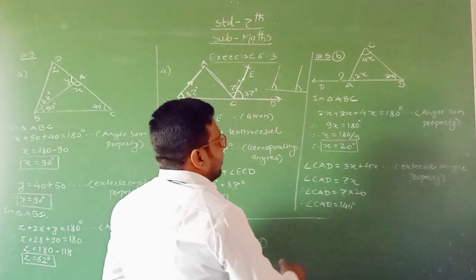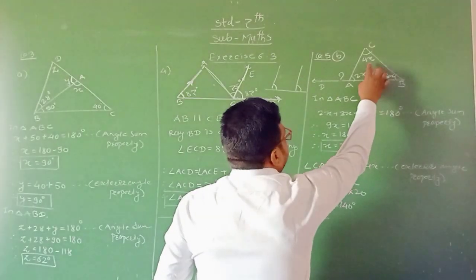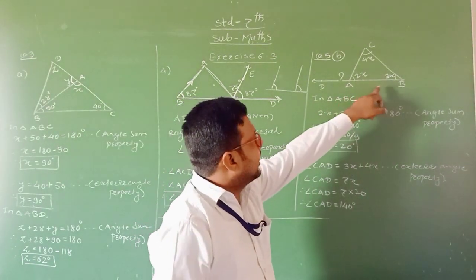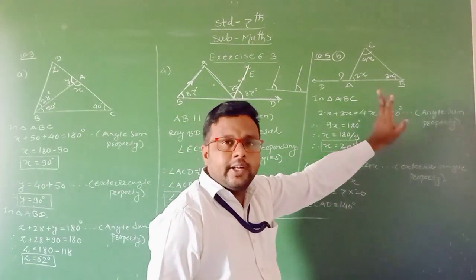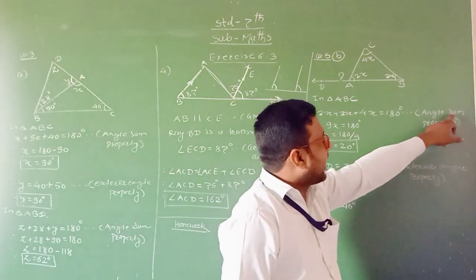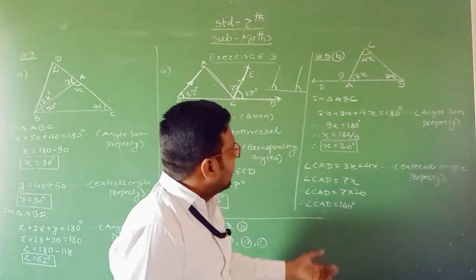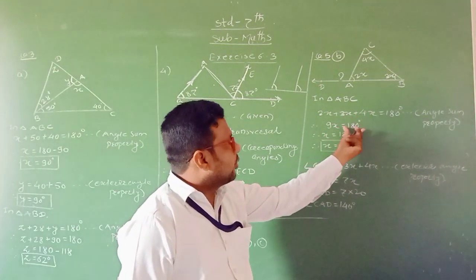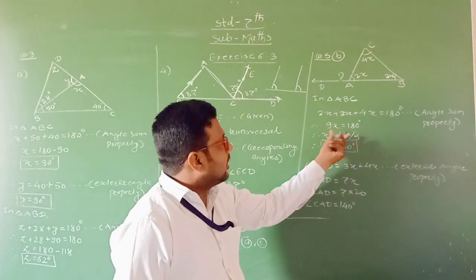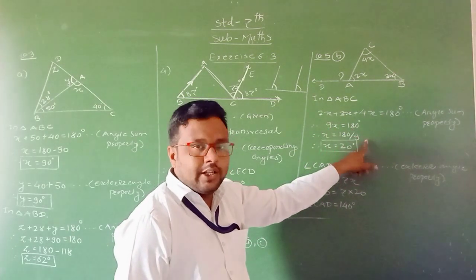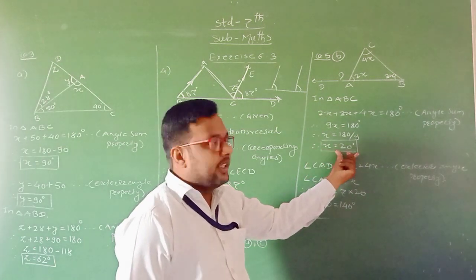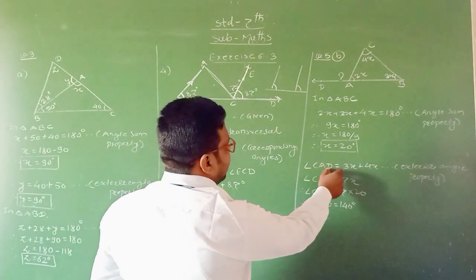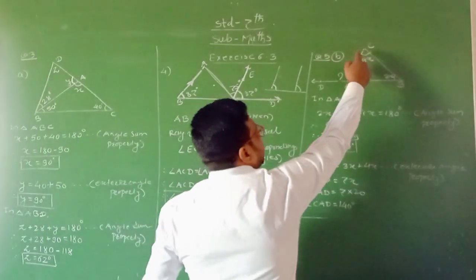Now in triangle ABC, these are the interior angles. Therefore the sum of these three angles, that is 2x plus 3x plus 4x, is equal to 180 degree. Here we write the property, angle sum property of the triangle. 2x plus 3x plus 4x, their addition is 9x, equal to 180 degree. Therefore x is equal to 180, we transfer it, it will come in division. Then x is equal to 20 degree. Understood?